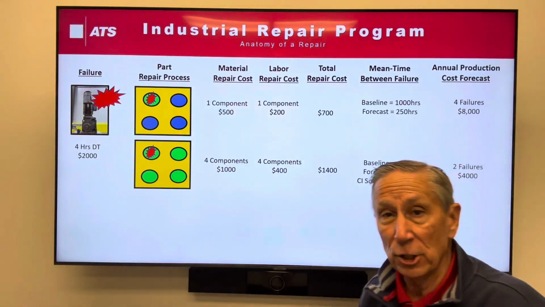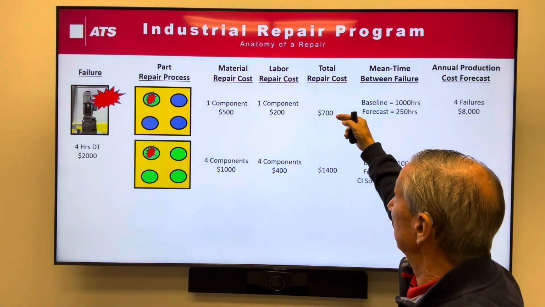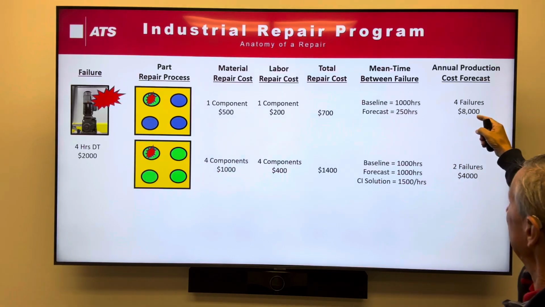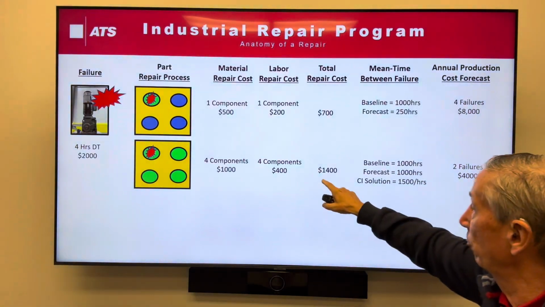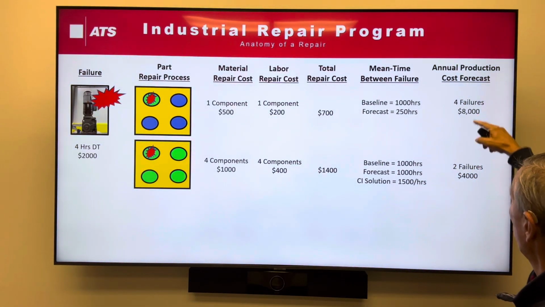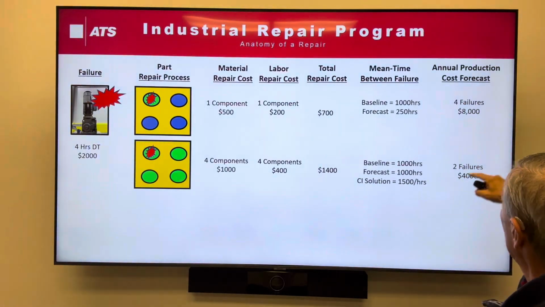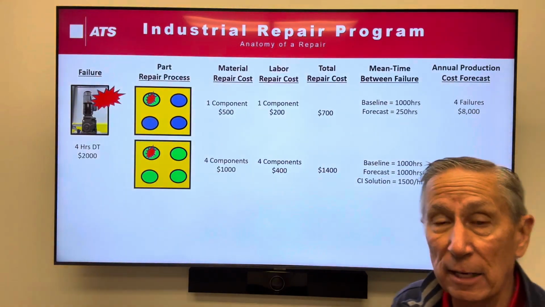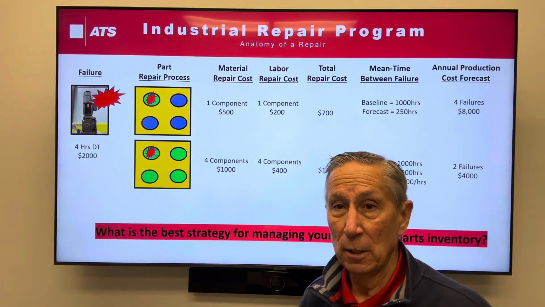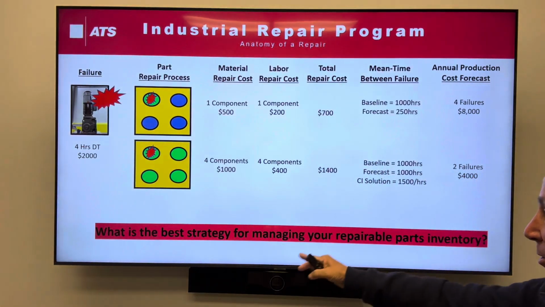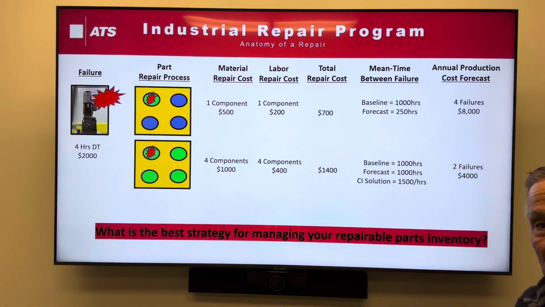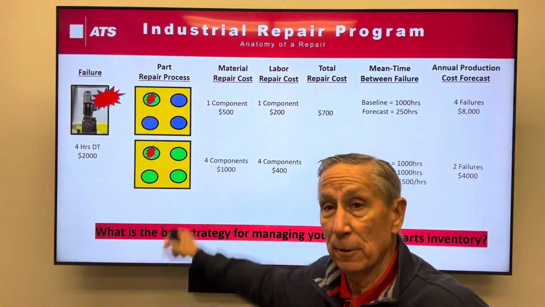So the decision point here is, do I spend 700 and then spend 8,000 later, or do I spend 1,400 and spend 4,000? So for $700 more, I actually end up saving 4,000 in the long term, right? So you've got to ask yourself, what's the best strategy for managing my repairable parts inventory? Who's the best vendor and how do you manage it?